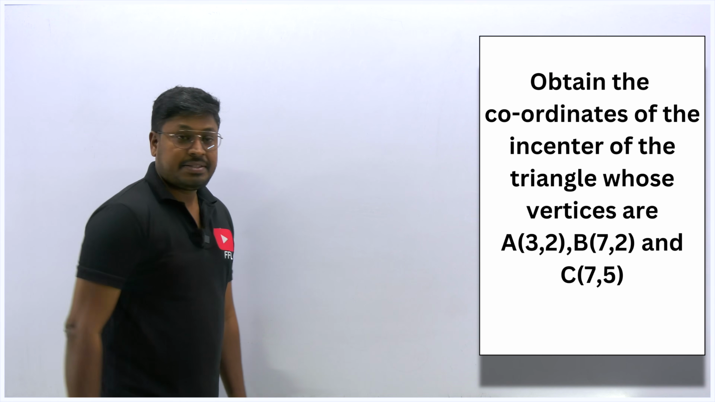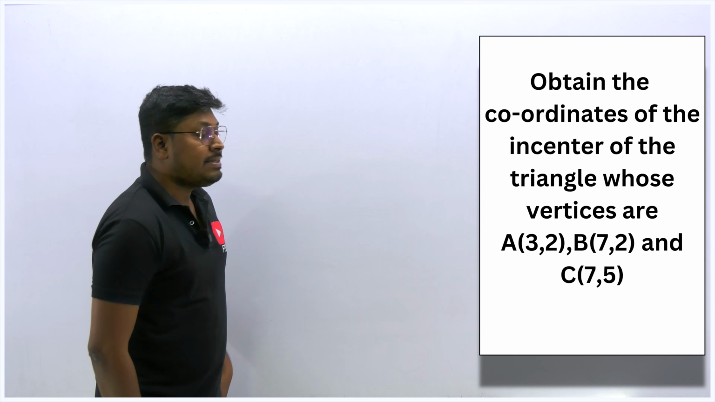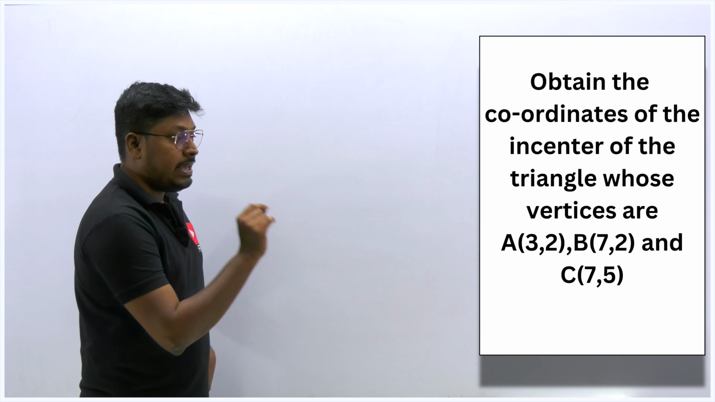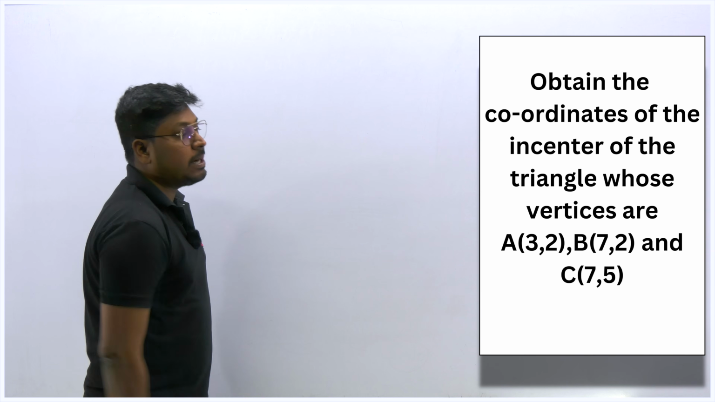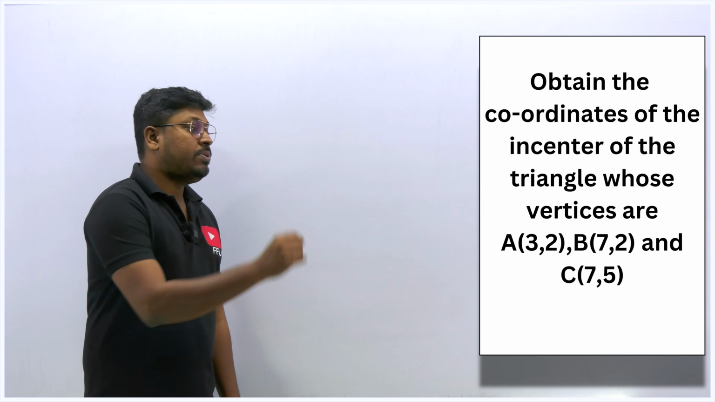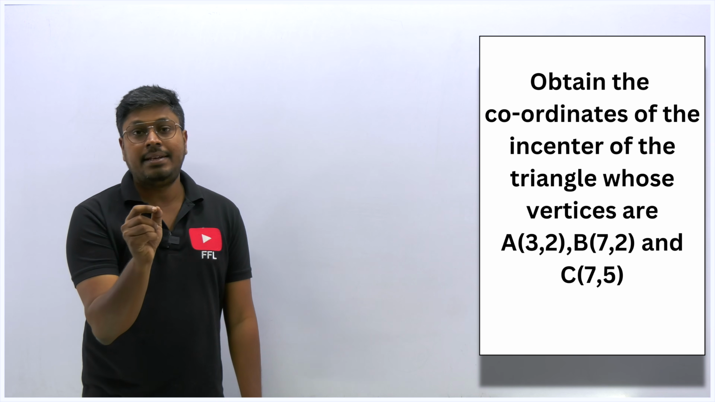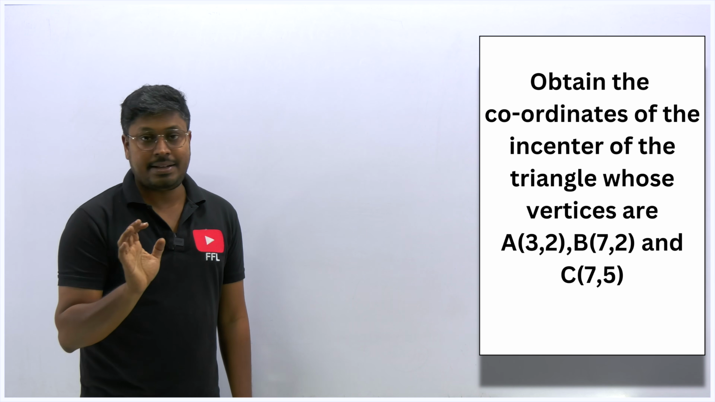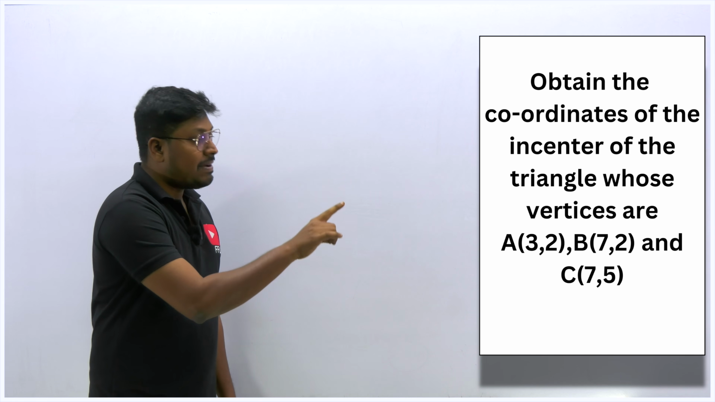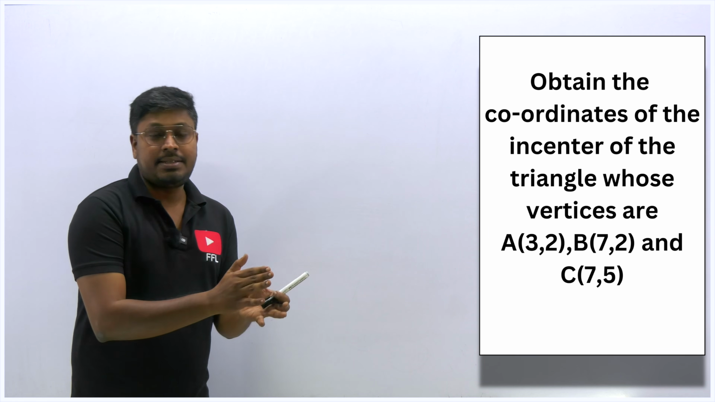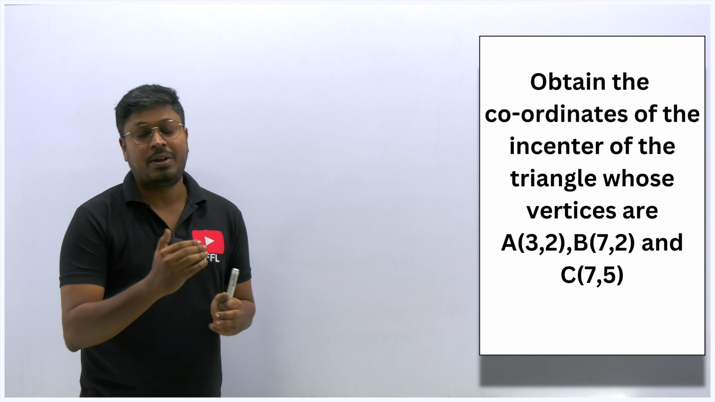So here is the first question. Find the incenter coordinates of a triangle whose vertices are A(3, 2), B(7, 2), C(7, 5), right? So here our target is to find the incenter coordinates, and for the triangle they have given all 3 vertex coordinates. So the a, b and c values have been given. We know the distance formula, so I will teach you how to solve this question.